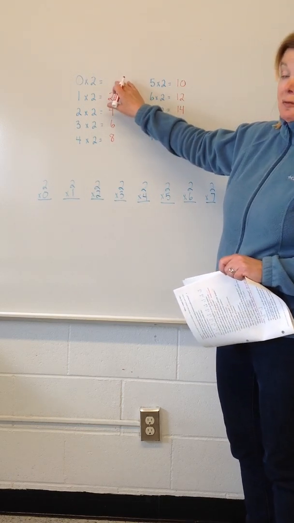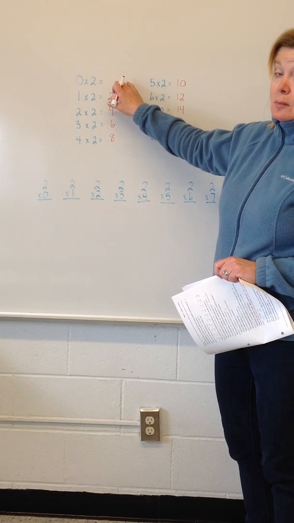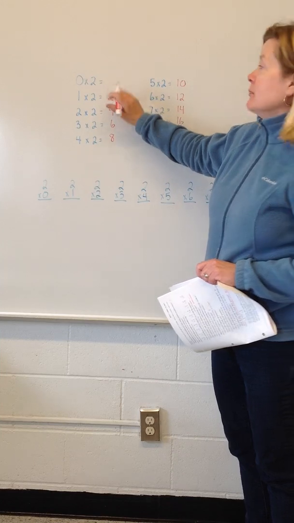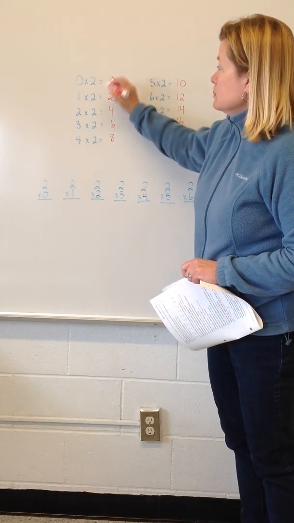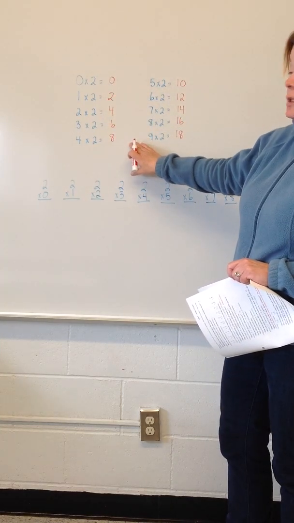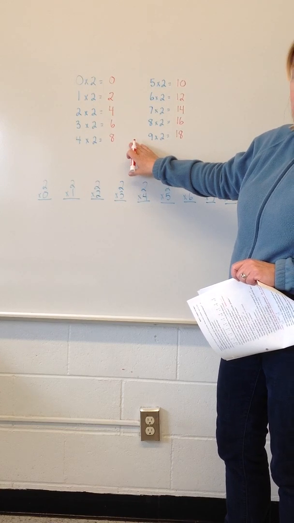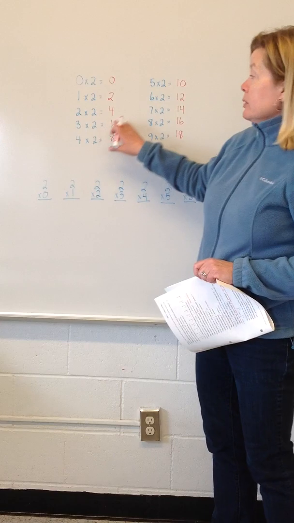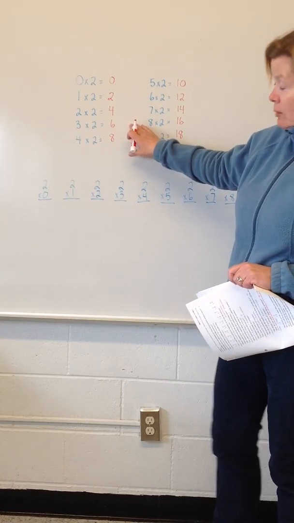I saved your favorite for last. If I have 0 groups of 2, how many do I have? That's right, I have 0. So these problems are written horizontally. I also wrote them for you vertically, so we don't think that we just can answer them one way.